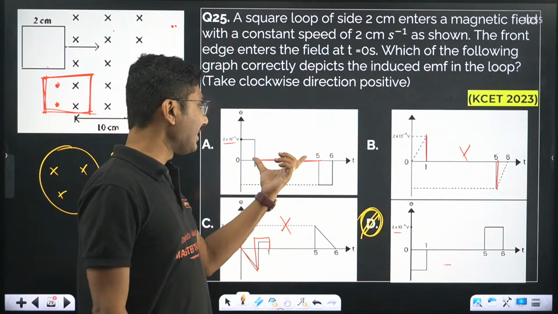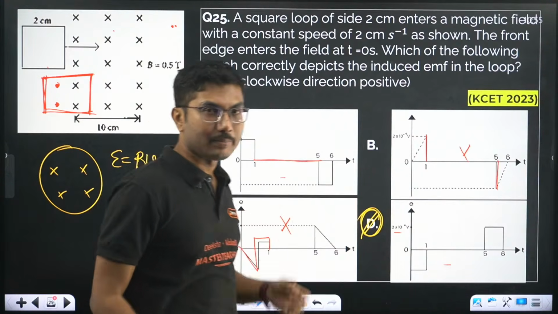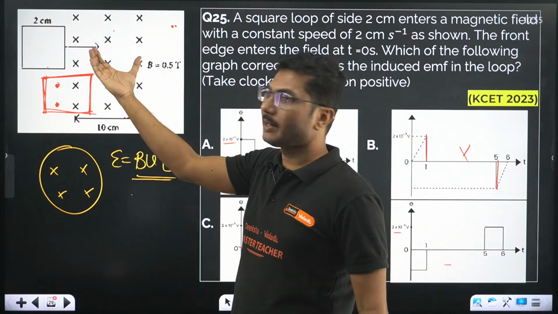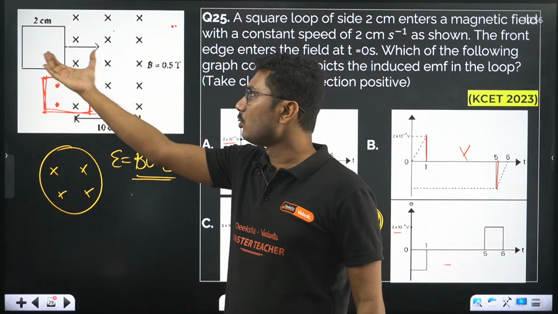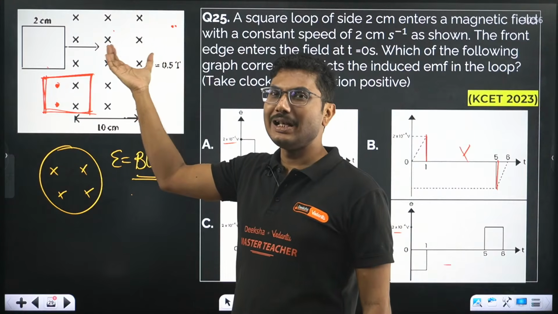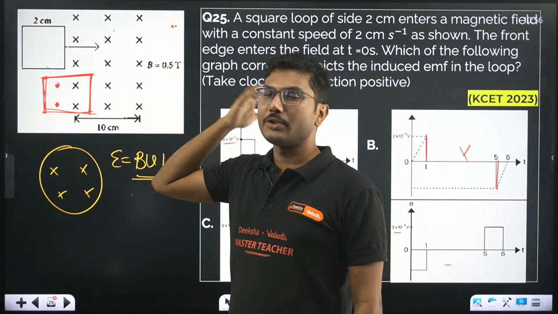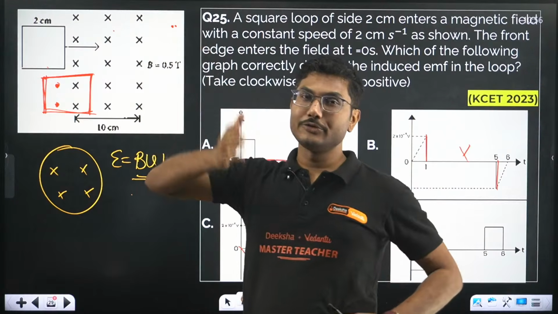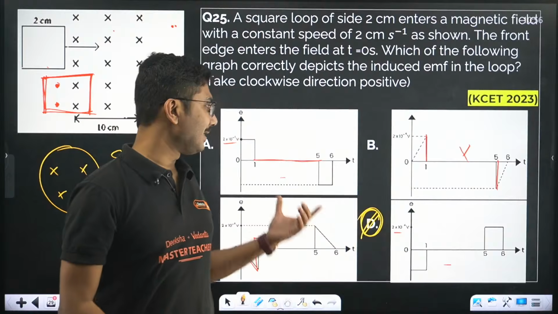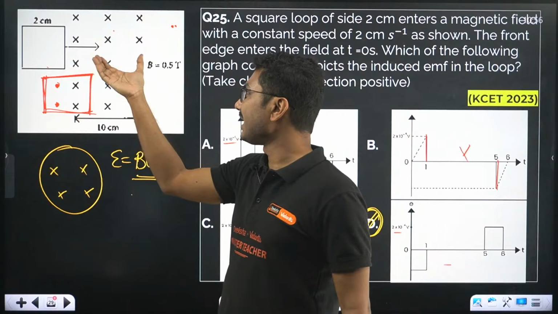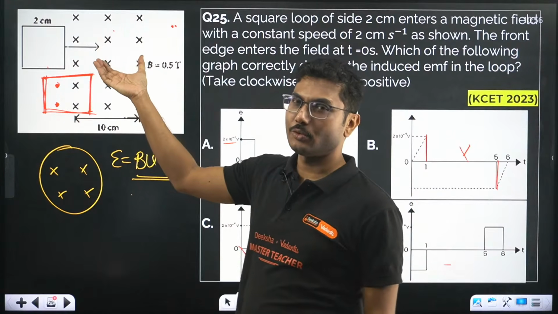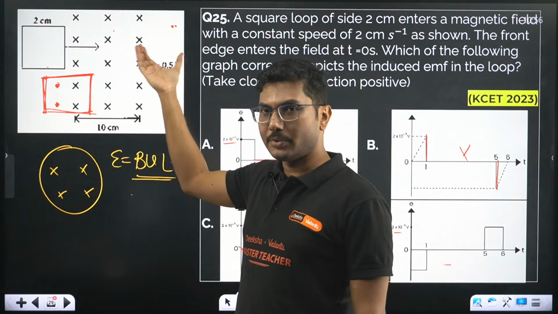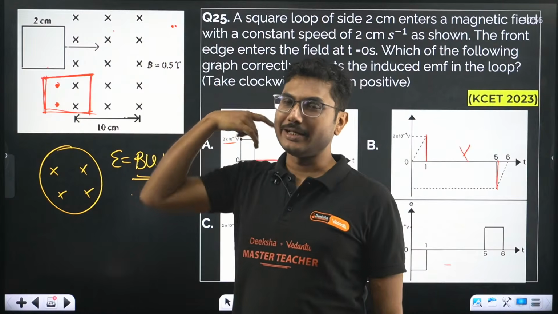Now why is there a complete flat line over here? The complete flat line represents when the entire loop comes inside the magnetic field. When the entire loop is inside the magnetic field, the field lines are no longer changing, so the magnetic flux will be constant. So induced EMF will be 0. That means in between, when the entire loop is inside the field, no change happens, so induced EMF is 0. When the loop goes out of the magnetic field again, there will be an induced EMF.